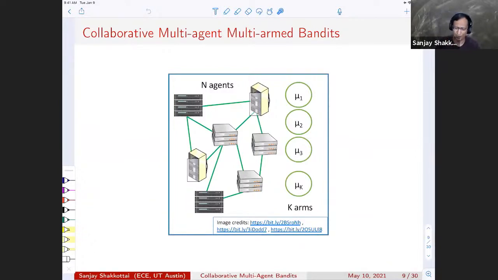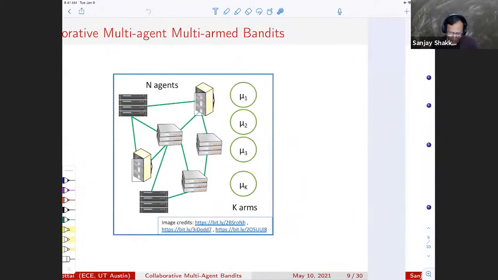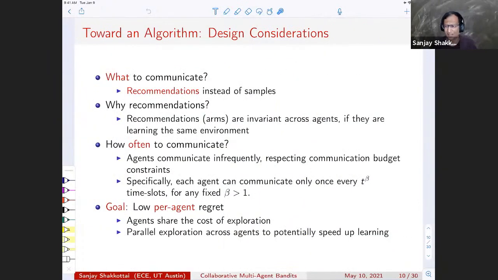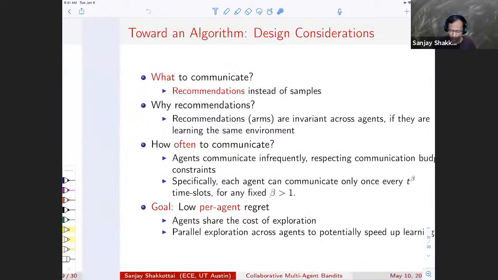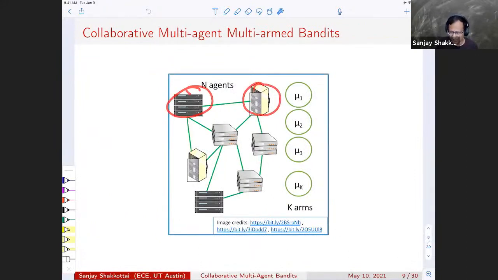Now let's get back to our collaborative multi-agent bandits. When we start thinking about this bandit problem, there are several questions you can ask when you want to design an algorithm. First, remember, the problem is there are many agents. They're all playing the same instance of the bandit. There's a network connecting them, and they can communicate over it. At each time, each agent can play an arm, and also can choose to communicate if needed.